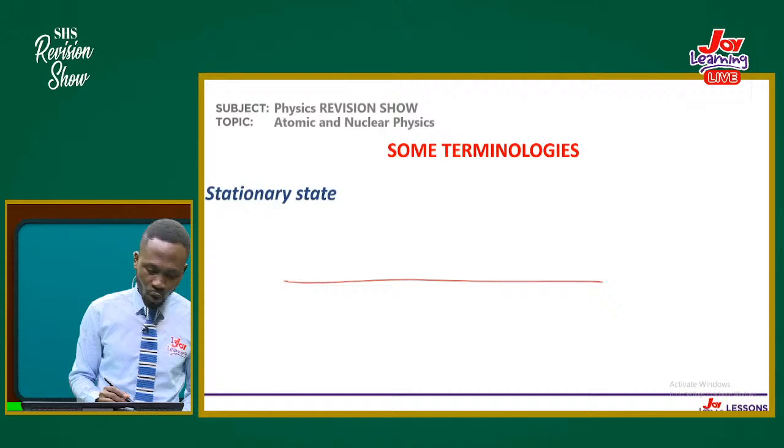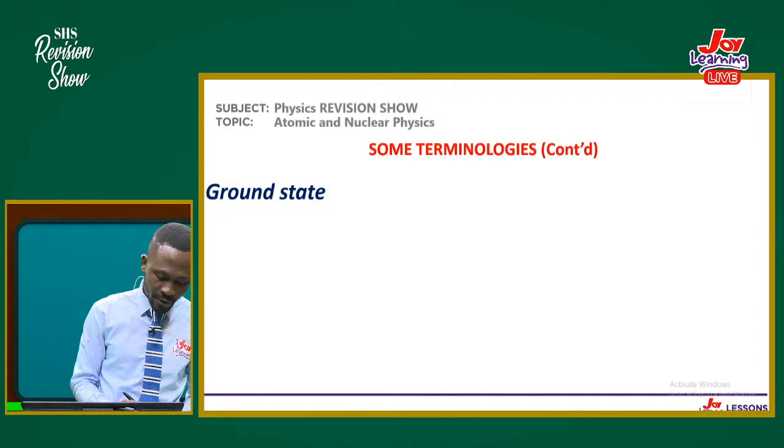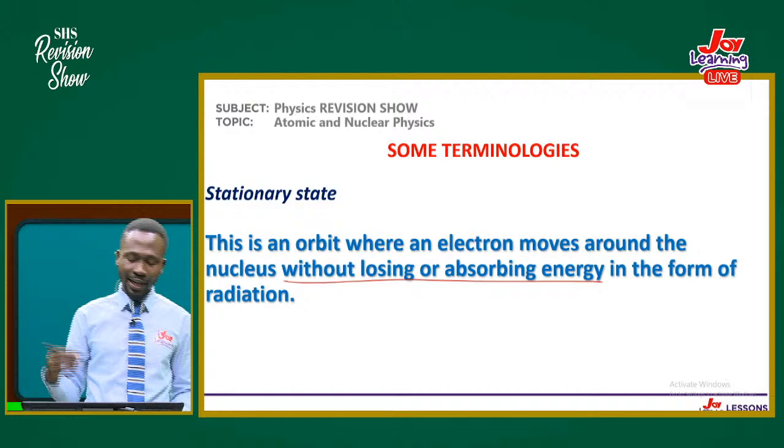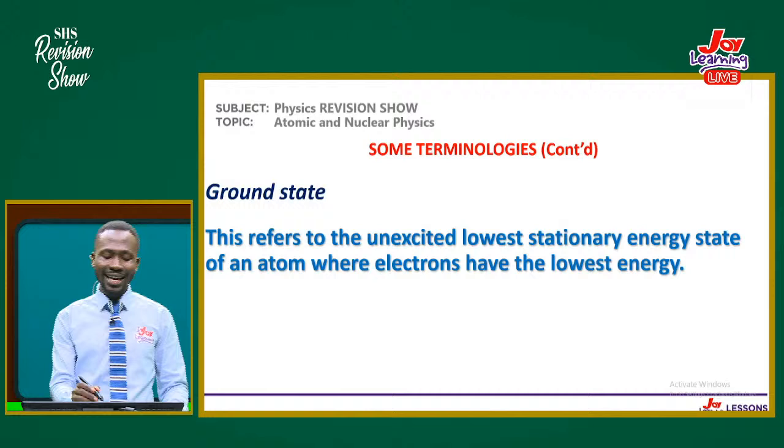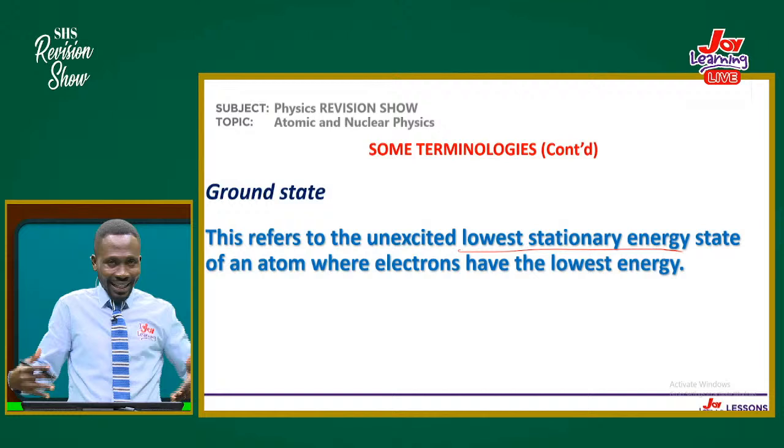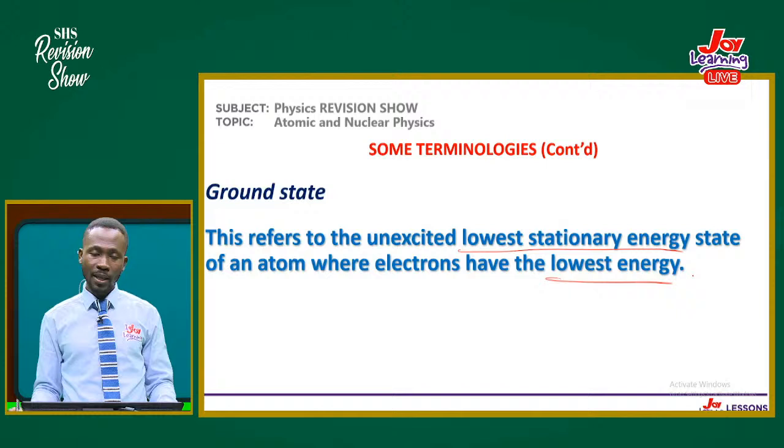So we were on, I think the next one was ground state. We're looking at stationary state at first. We said an orbit where electrons move around the nucleus without losing or absorbing energy in the form of radiation. Then you go on to what you call the ground state. A ground state is the lowest stationary energy state of an atom, and at this state, electrons have the lowest energy.